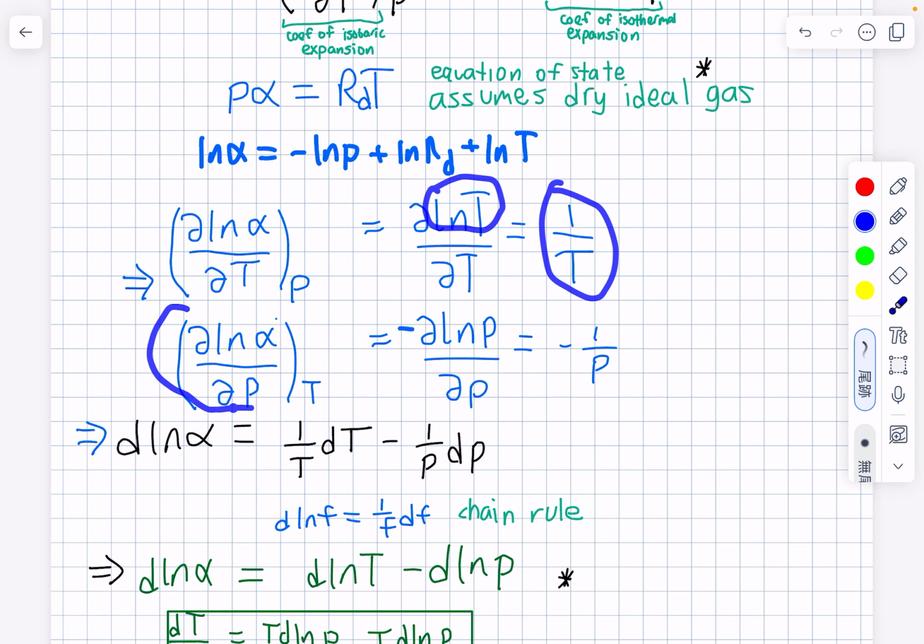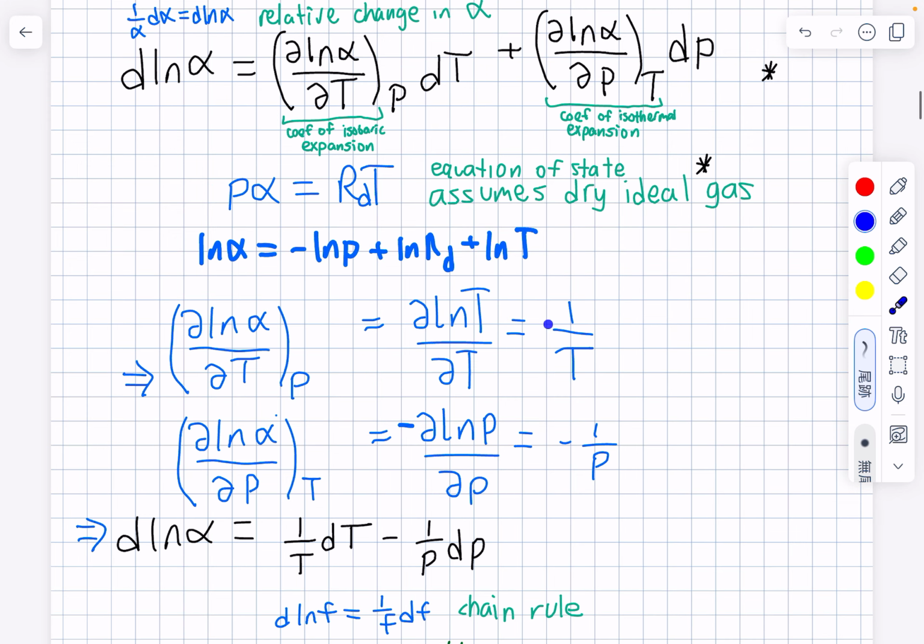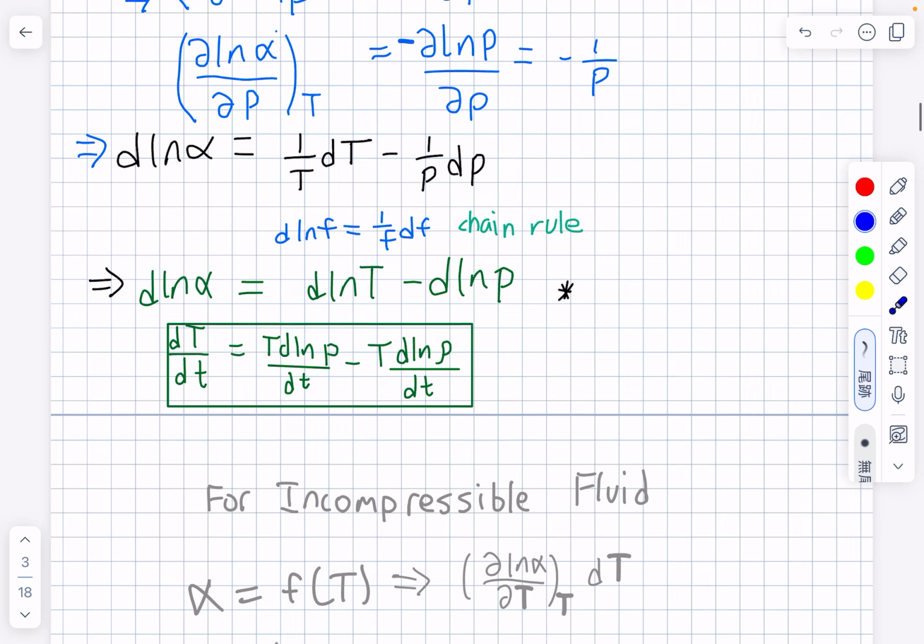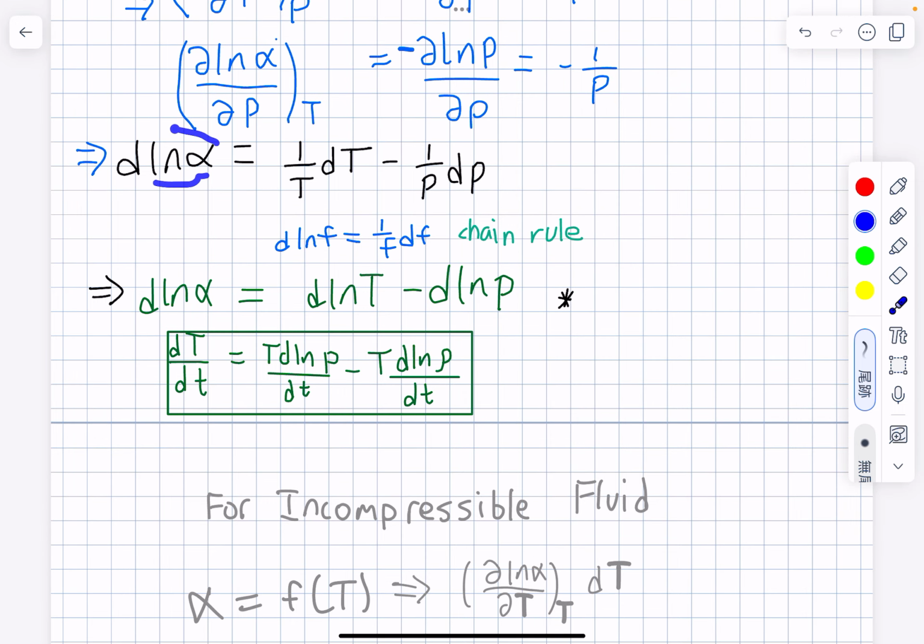And then similarly for partial ln alpha, partial p, holding t constant, we get rid of the last two terms, and we're left with negative partial ln p, partial p, which is equal to negative 1 over p. Now, plugging these back into the equation, we will come up with that d ln alpha is equal to 1 over t dt minus 1 over p dp.